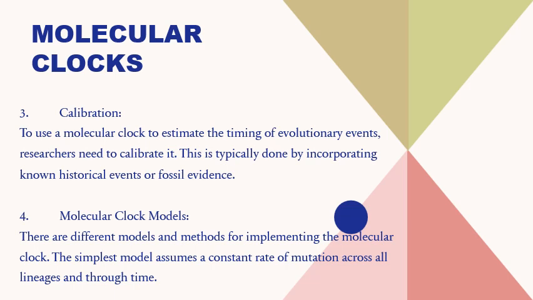Number 4 would be molecular clock models. There are different models and methods for implementing the molecular clock. The simplest model assumes a constant rate of mutations across all lineages and through time. More complex models may account for variation in mutation rates among lineages or changes in mutation rates over time. Relaxed molecular clocks allow for variation in the rate of mutation among different branches of the evolutionary tree.